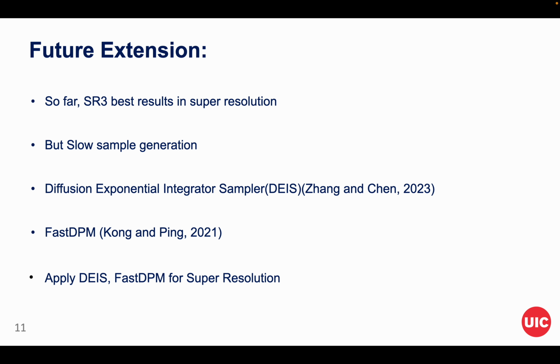In recent times, two studies have been published on faster sample generation for denoising diffusion probabilistic models. In future, these methods can be applied for super-resolution with denoising diffusion probabilistic models, and the results can be compared with the vanilla SR3 algorithm to see how the sample quality differs with those faster sample generation techniques.